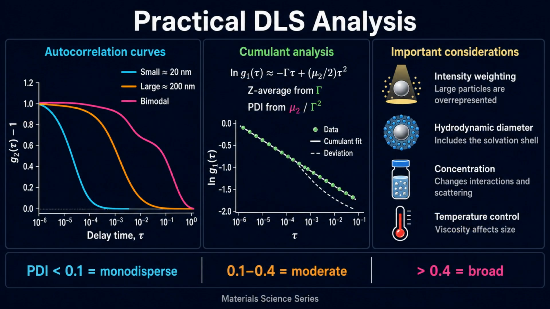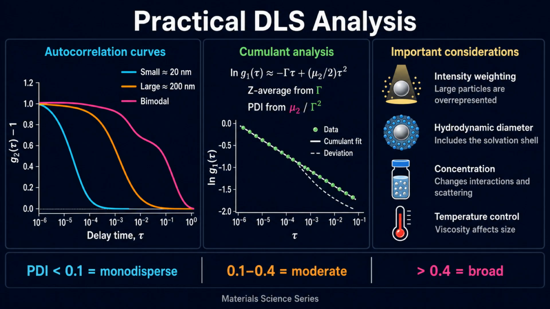Interpreting DLS data requires understanding its characteristics. The autocorrelation function is fitted using cumulant analysis. The first cumulant gives the z-average diameter, an intensity-weighted mean. The second cumulant gives the polydispersity index, or PDI. A PDI below 0.1 indicates monodisperse samples, 0.1 to 0.4 indicates moderate polydispersity, and above 0.4 indicates broad or multimodal distributions where interpretation becomes difficult.